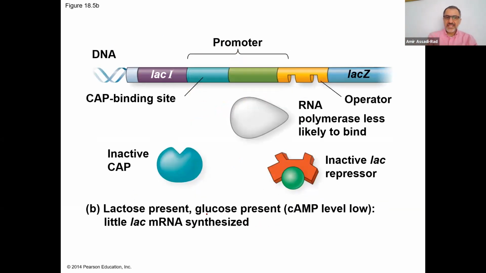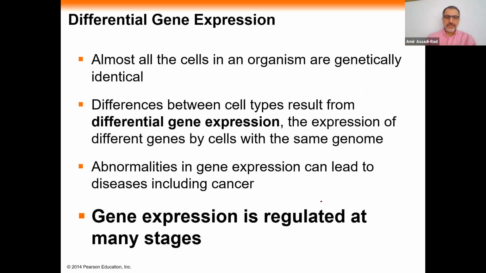So lactose present in a cell, glucose present, cyclic AMP level is low, little lac mRNA synthesis occurs. Okay, so you have enough lactose and glucose as a backup.